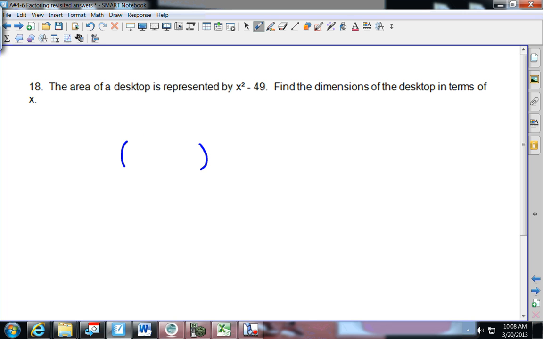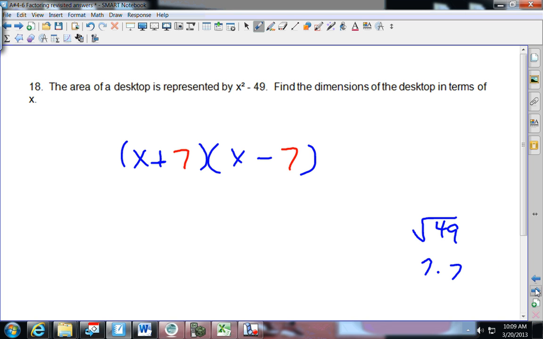So when I go to split it up, x squared splits up as x and x. Since there's a minus right here, I know one is plus and one is minus. What is the square root of 49? 7 times 7. So I'll get x plus 7 and x minus 7. Those are the dimensions of the desktop. The next one.